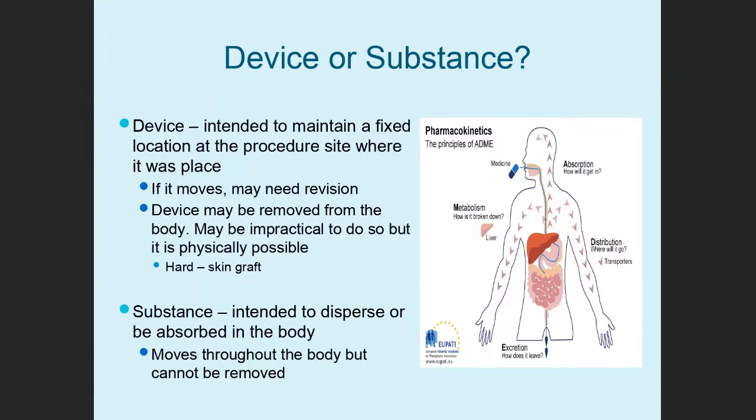A substance, on the other hand, is intended to disperse or be absorbed into the body. Think of a medication. You can see from this picture, medicine in the mouth goes into the body systems, and it's dispersed through the blood throughout the body. You can't remove it from the body because it moves throughout the body. So that's the difference between a device and a substance.